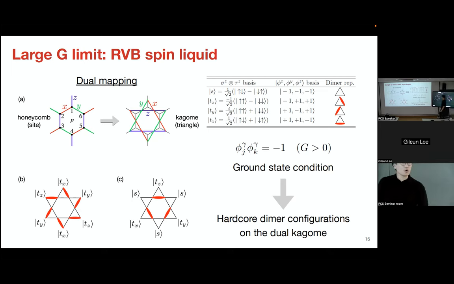So then, what we see about this ground state manifold is that it is basically a dimer configuration, mapped into dimer configurations on the dual Kagome lattice, satisfying the so-called hardcore dimer constraint, meaning that each site of the Kagome lattice is occupied by only a single dimer. So every site is occupied by a single dimer. That's strictly speaking not part of this state, it's a quantum dimer state, right? So these states are not a quantum dimer. Right. Yeah, that's true.